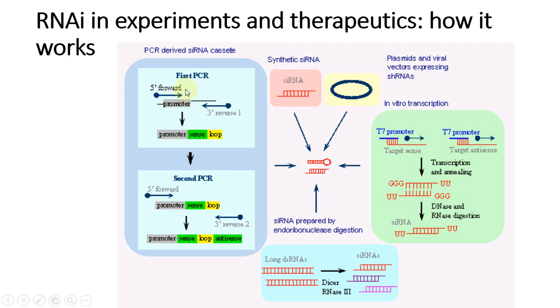Now these siRNAs can be derived using PCR techniques, using forward and reverse primers. Synthetic siRNAs are then introduced into the cell with the help of a vector. So along with the vector, this siRNA is introduced, and in vitro transcription occurs. siRNAs are formed as in vivo, and these siRNAs are introduced into the cells.